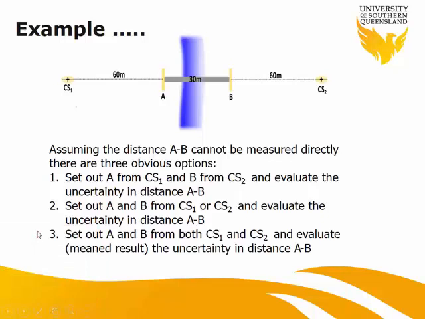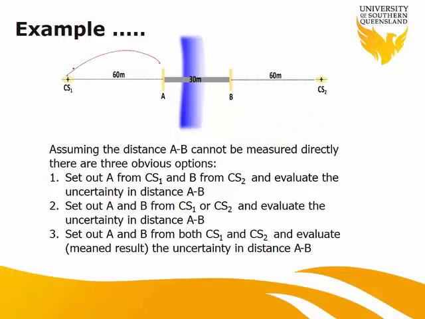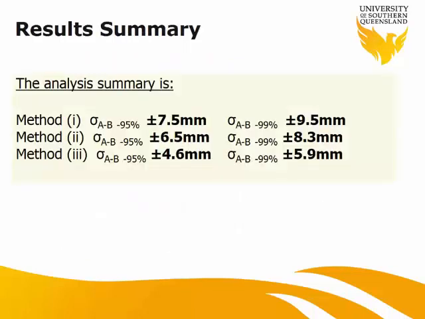If I set out A and B from one station, it can be either from S1, so I'm setting out A and B from one station, or it can be from S2, both of them. And then I work out the uncertainty in the distance, which we know from error propagation. So what's the third one? The third option is, how about I set out these two points from this station, and I set out both from the second station, and evaluate the uncertainty in the distance. So I set out both points from both stations. So there are three options that I can go with. Let's have a look at the error analysis of these three options. I will show you the first method.